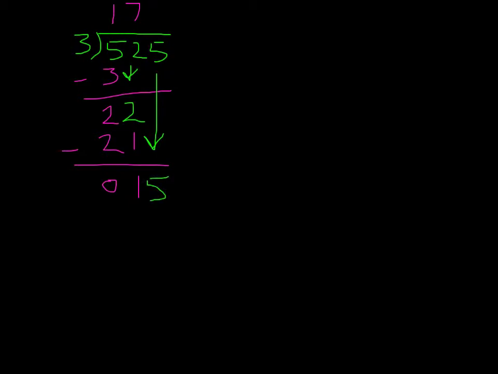15 divided by 3. 3 times 5 is 15. I then subtract. I get 0. 15 subtract 15 is 0. That gives me a quotient of 175. So 175 times 3 is going to equal 525.